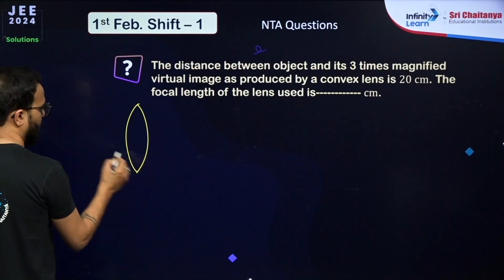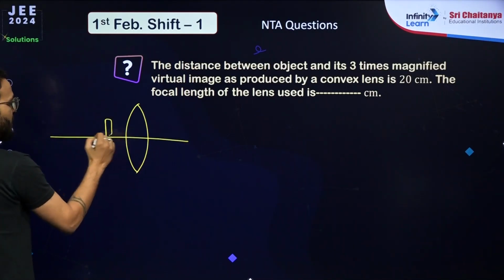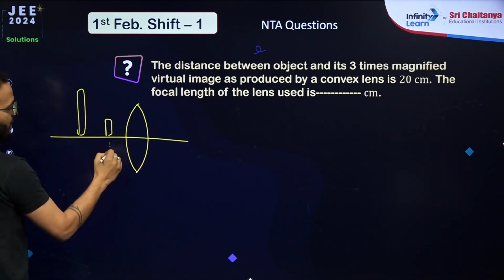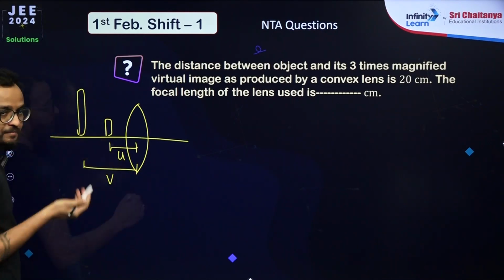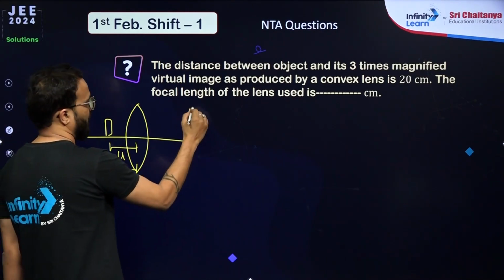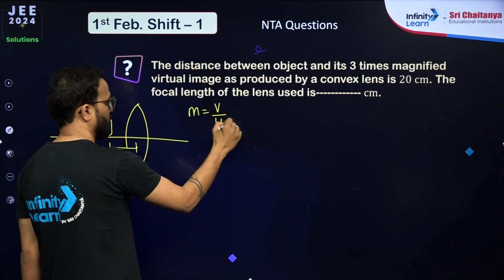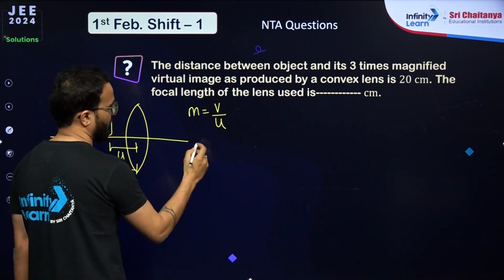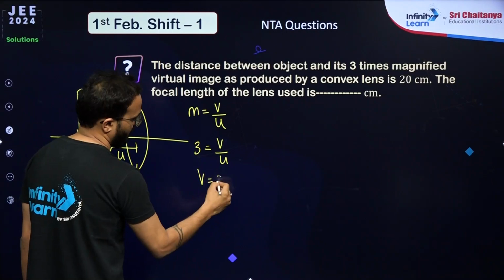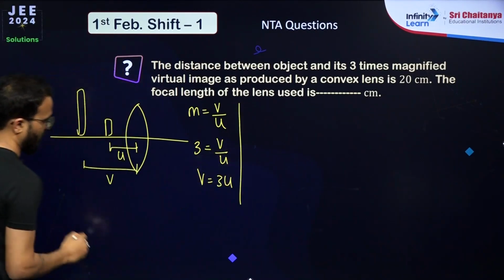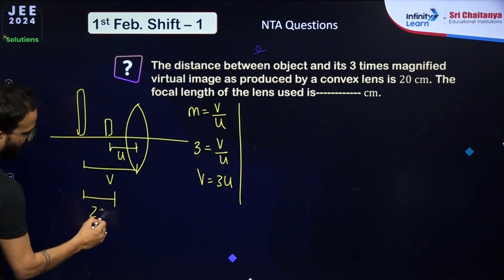So what they are saying: this is a convex mirror, this is the object, and the image is 3 times magnified. This distance is u, this distance is v. Okay, so 3 times magnified. So what is magnification? v by u. So from here we will say that 3 is equal to v by u, so v is equal to 3u. Now they have also given us that this distance is 20 centimeter.